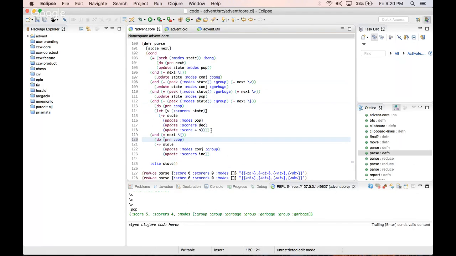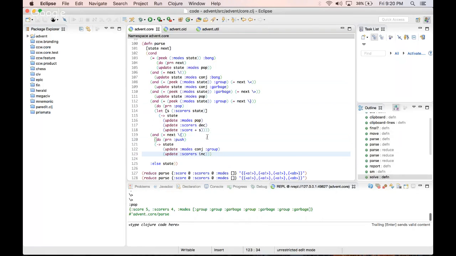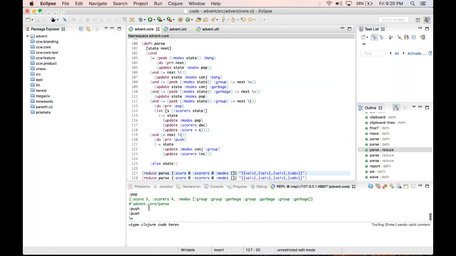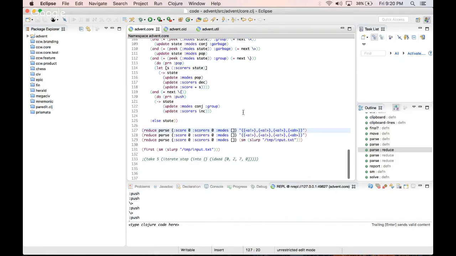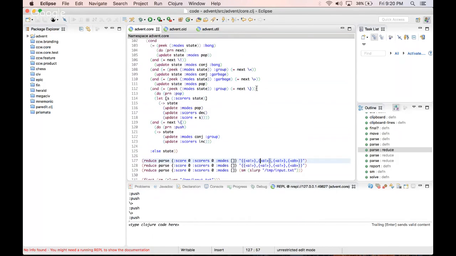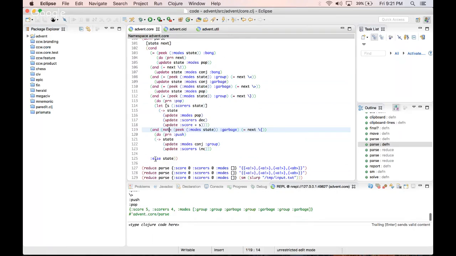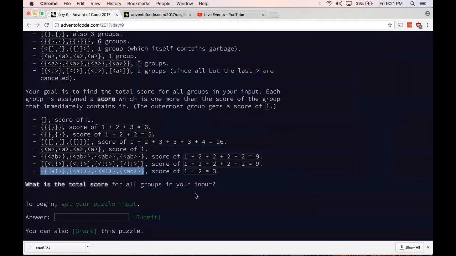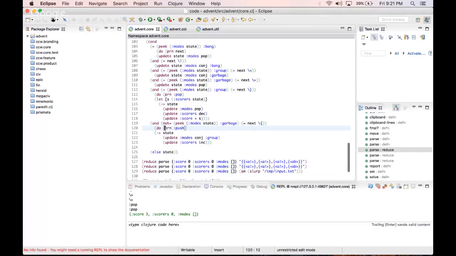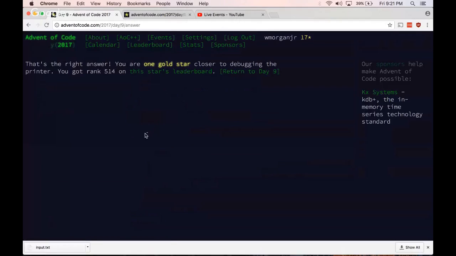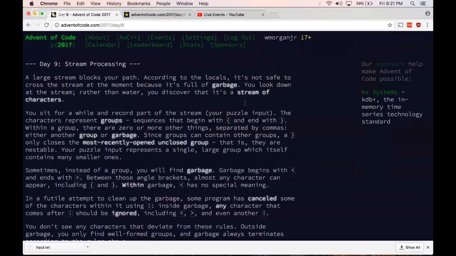So all right, let's see. Push this. All right, push. Okay, and then it seems like it's pushing on this even though we are in garbage mode. So all right, I think that we need to have a check that we're not in garbage mode here. This maybe? All right, then this gives the proper score of 3. Let's turn these print lines off. All right, run the program. Different score now. Okay, right answer, rank 514. Return to the day. Now what?